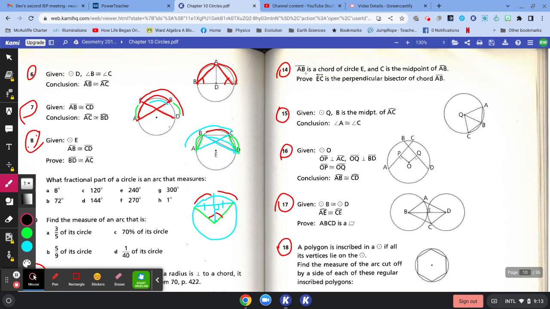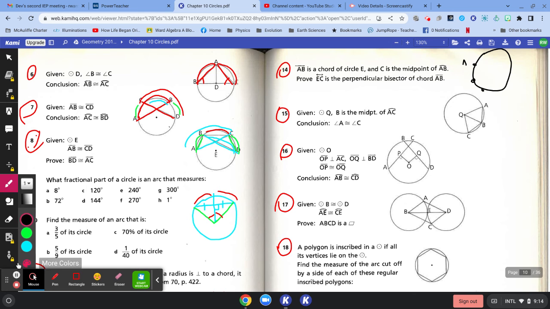Okay, now number 14. AB is a chord of circle E, and C is a midpoint of arc AB. We want to prove that the line EC is the perpendicular bisector to the chord AB. So once again, you want to draw the circle. Okay, I've drawn an amazing circle. You want to plot A and B, and the midpoint of arc AB. So this is A.